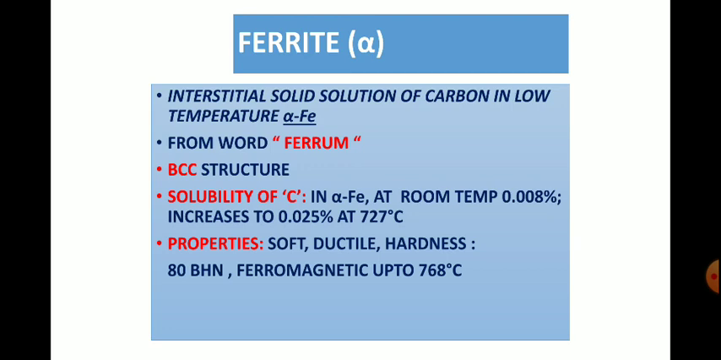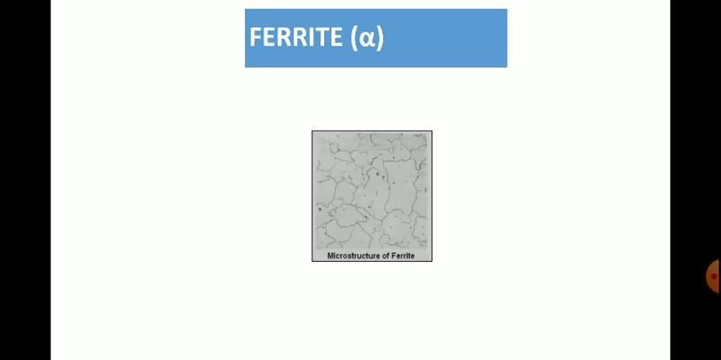So the first phase which we were discussing is alpha ferrite, which in olden days was named ferrum. It has a BCC structure and its solubility is up to 727 degrees Celsius. Properties: soft, ductile. The microstructure will look like this, that is purely ferrite with the grain boundaries.